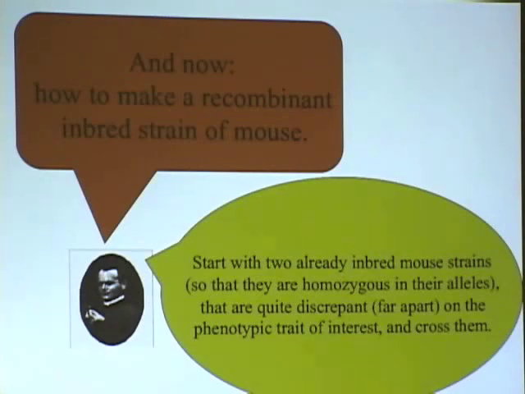So we're going to start with two already inbred mouse strains. So the inbred mouse strains are homozygous, right? They've been inbred for generations upon generations. Okay. And so they're homozygous, and we're going to pick a couple of strains that are really discrepant, far apart on the phenotype of interest. Okay. And we're going to cross them.